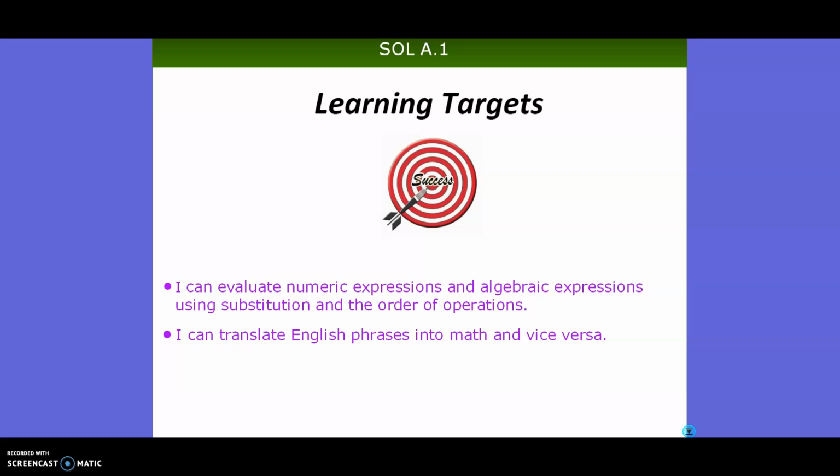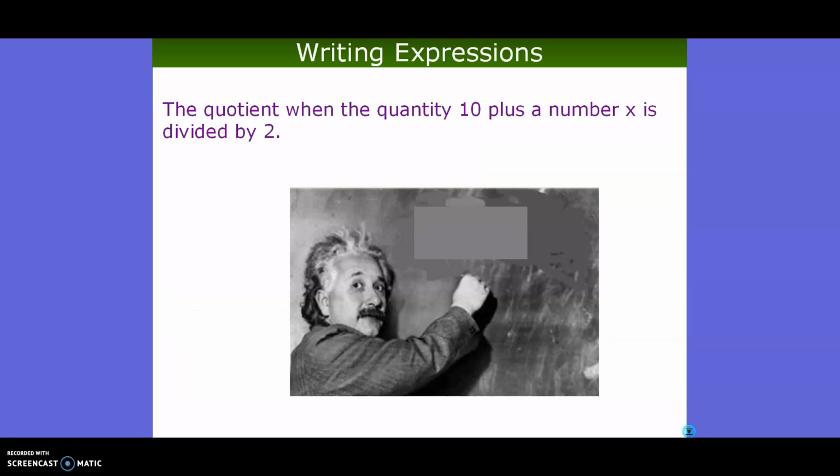Today we're going to look at how to translate English phrases into math and vice versa. The quotient when the quantity 10 plus a number x is divided by 2. Please pause your video and see if you can translate that. And what I mean by that is, see if you can write that as a math problem. So go ahead and pause your video.